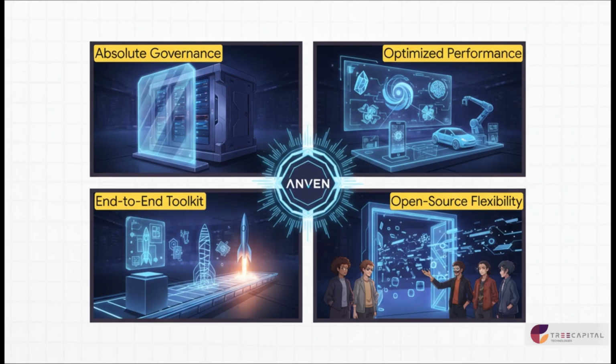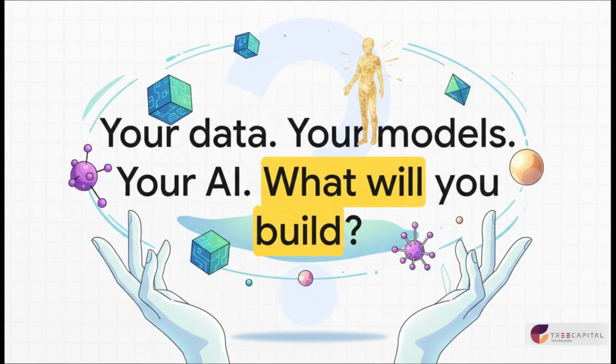Second, optimized performance, with a specific model for any job you can think of. Third, that end-to-end toolkit that takes you all the way from an idea to a deployed application. And finally, open source flexibility, so you can innovate completely freely without ever being locked into a vendor. Ultimately, ANVEN is all about putting the power back in your hands. It's your data, it's your model.